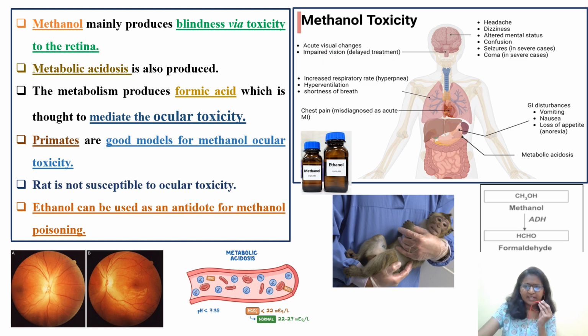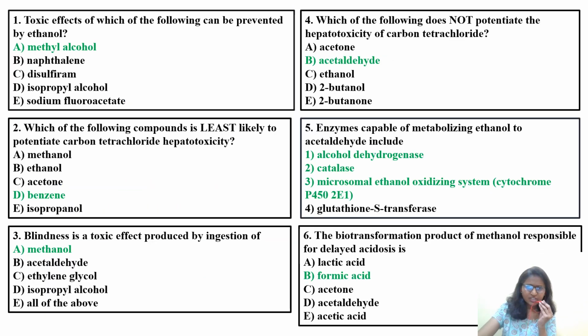Okay. So next, let us see. As I said in the beginning of the video, in total around 6 questions you will be able to learn from this video. So let's see question number 1. Toxic effects of which of the following can be prevented by ethanol? Option A, methyl alcohol. I will not discuss other options because a total of 6 questions are there.